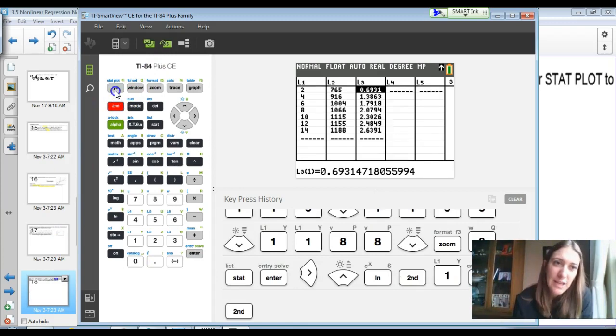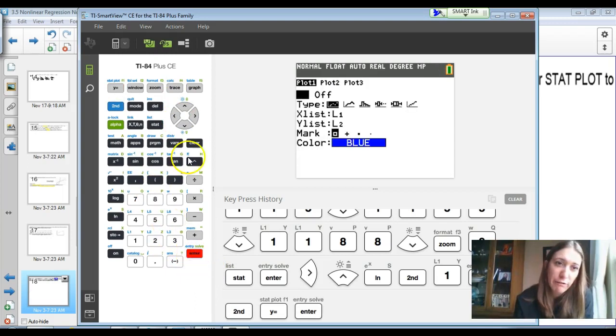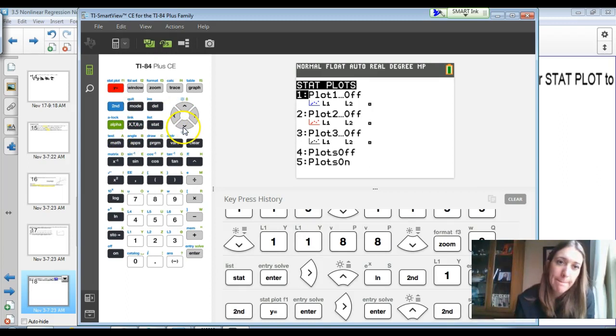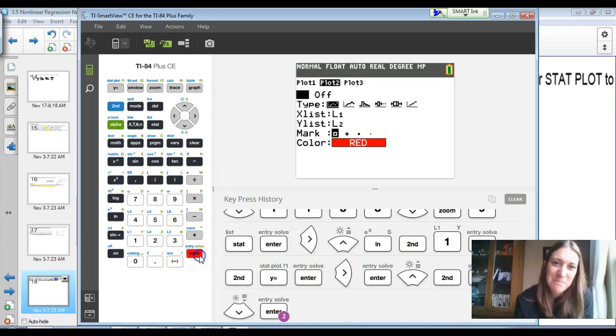So going to our scatter plot setup, I'm just going to turn this first one off. And then I'm going to go up to scatter plot 2 and turn this one on. And instead of list 1, list 2, like we normally do, we're going to be doing list 3, list 2.